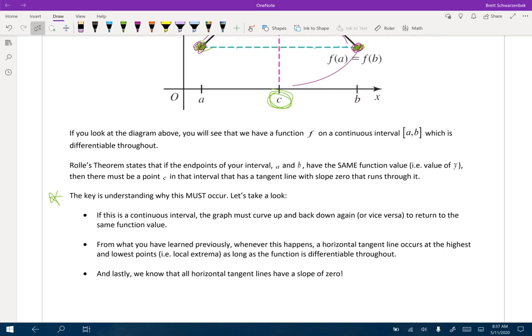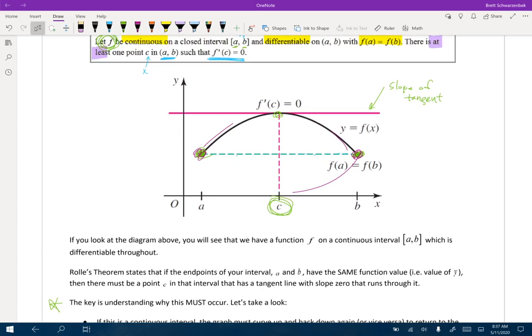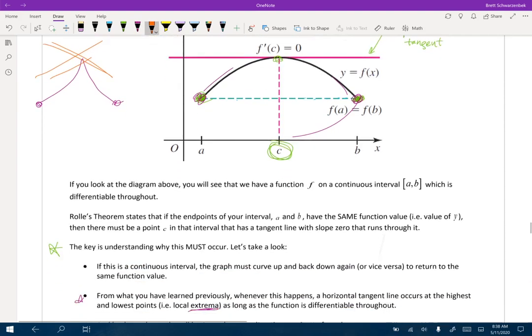From what you have learned previously, whenever this happens, a horizontal tangent line occurs at the highest and lowest points. We call those the extrema, as long as the function is differentiable throughout. Okay, so this is important too. What if this graph had a cusp or some other weird thing going on in it? It maybe would not have that scenario. So like if I started here and I went up to, let's say, this and down again, there is no tangent line over here, right? So that means it has to be differentiable, or this theorem will not apply.